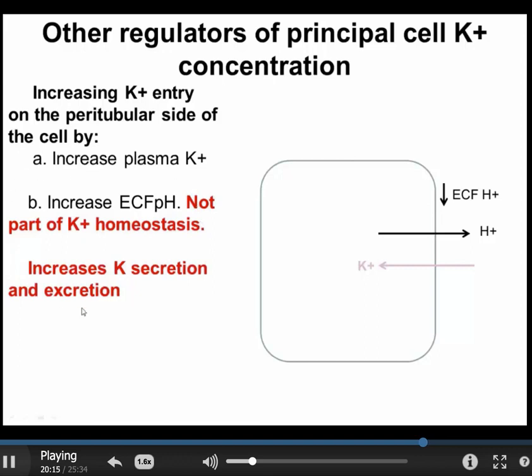Something that's not related to potassium homeostasis can also cause increased cellular potassium. If hydrogen ion concentration outside the cell falls, hydrogen ion will leave the cell and the potassium ion will enter. This will occur everywhere in the body, including the principal cells. So when body fluids become alkaline, the concentration of potassium in the principal cells increases, which increases potassium excretion. Conversely, when the body fluids become acid, potassium leaves the cell and potassium excretion decreases.